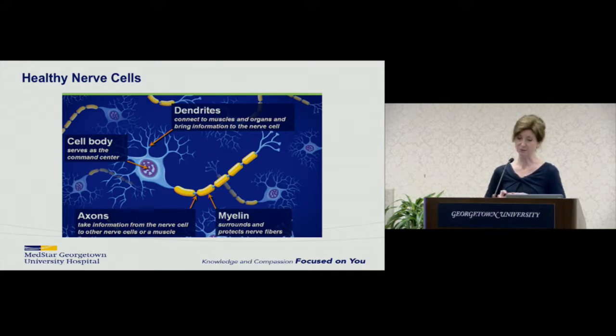Underneath the myelin are the nerve fibers, which are the axons, and they take information from the nerve cell to other nerve cells in the muscles.